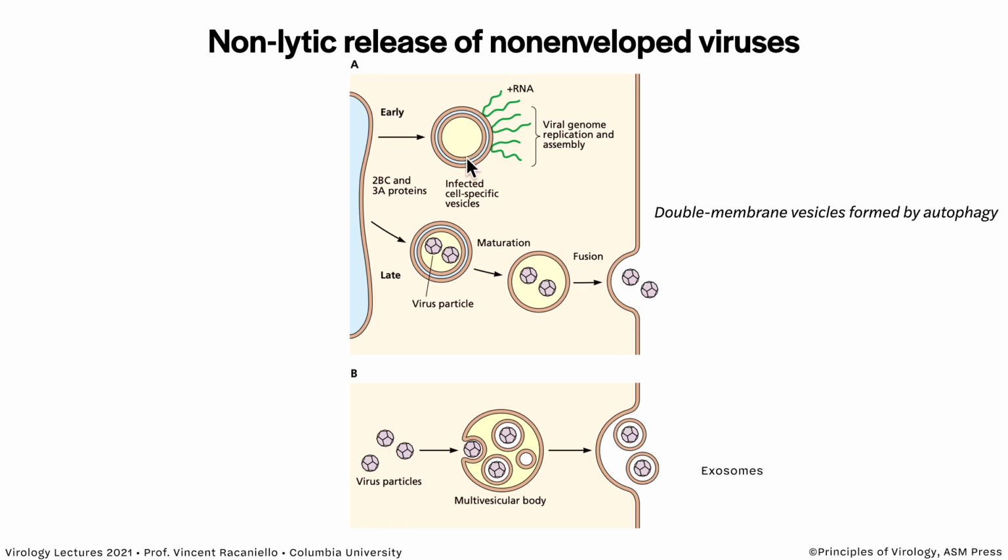And late in this process, some particles can be incorporated into those autophagosomes and be released. This is a non-lytic process. These are membrane fusion events. It's also been clear that some non-envelope particles can be released within exosomes. So as you know, all cells make exosomes. There are vesicles released from multivesicular bodies. They're released at the plasma membrane. They contain RNAs and proteins and DNAs, and they're a way of cells communicating with each other. And viruses can get trapped in them and be released as they're released from the cell.